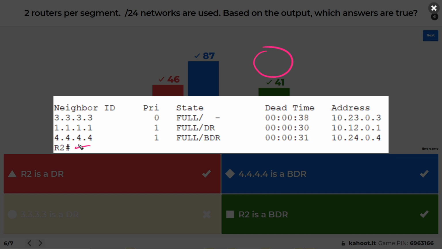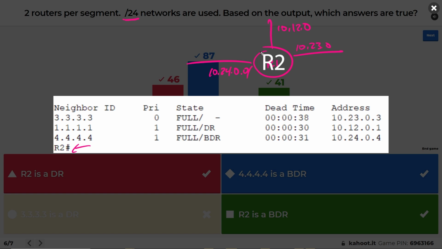We're on router 2. So this is router 2. And it's got some interfaces. I see at least three neighbors here. It says 2 routers per segment. So I've got something here, something here, something here. And this is /24. So this is the 10.23.0 network and the 10.12.0 network and the 10.24.0 network, all with 24-bit masks.